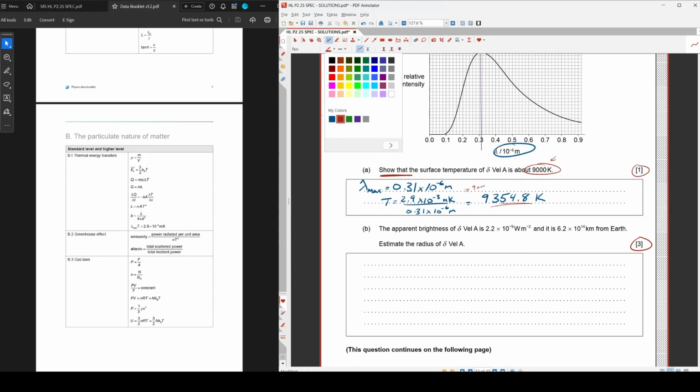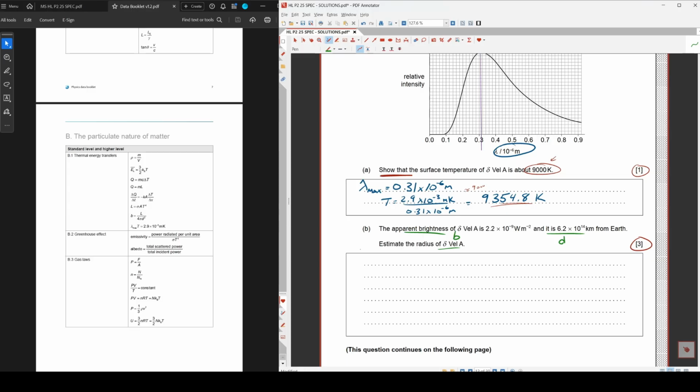next, the apparent brightness, and they give me a distance from Earth. Then they say estimate the radius of the star. They love this stuff. This is a good one to make sure you're okay with. Apparent brightness is little b. I studied my data booklet. I know that one. This is the distance from Earth. This is going to be d in that apparent brightness equation. Then we want to find the radius of the star.